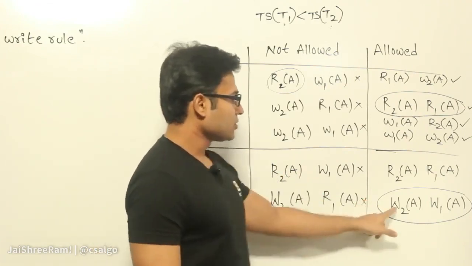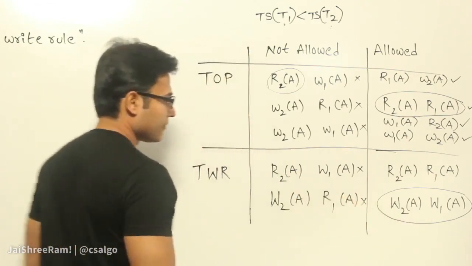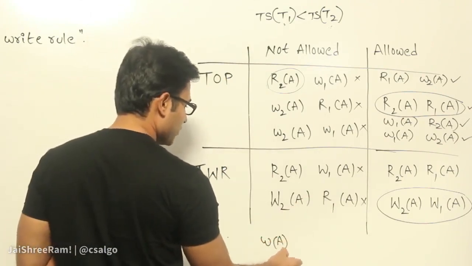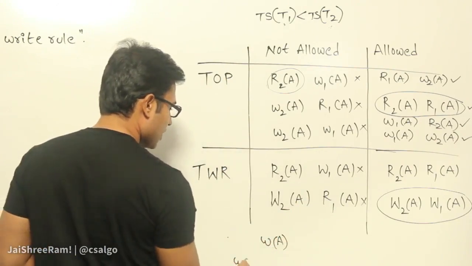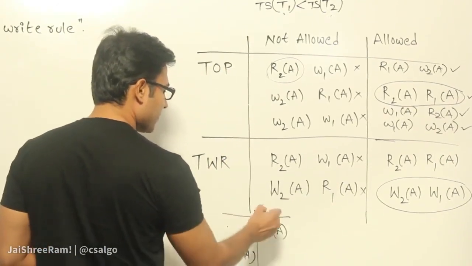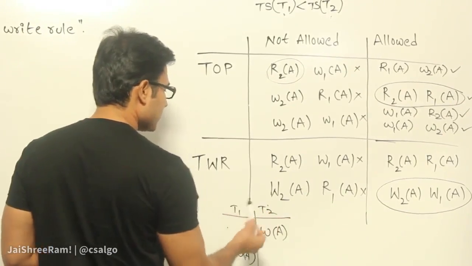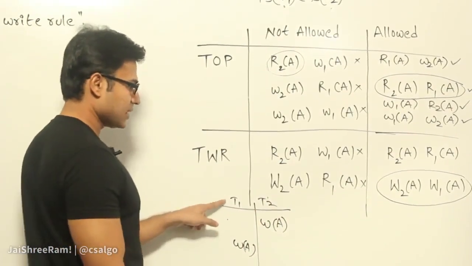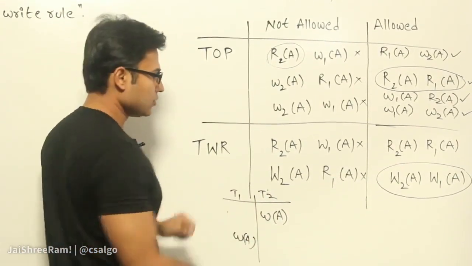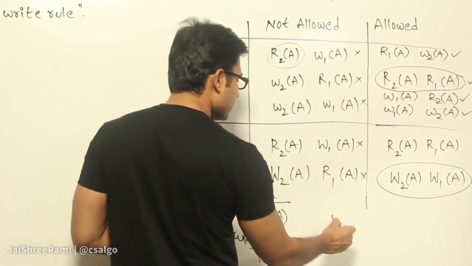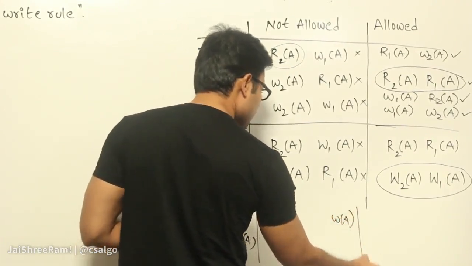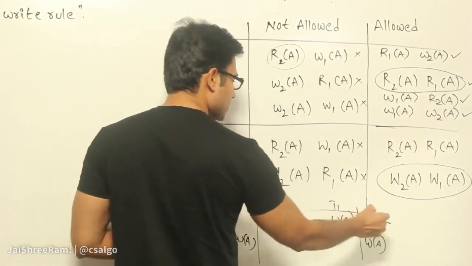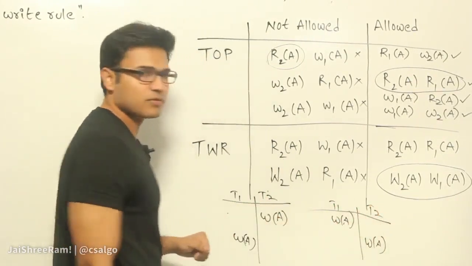But then coming to this particular action, if you observe it, what does it say? T2's action, write of A, is going to happen first, and then T1's action is going to happen next. Let's say this is T2 and then this is T1, right? Now what should have happened? Since T1's timestamp is less compared to T2, the actual order should have been that T1 does its write first and then it is overwritten by T2. This is the actual order in which it should have been happening.